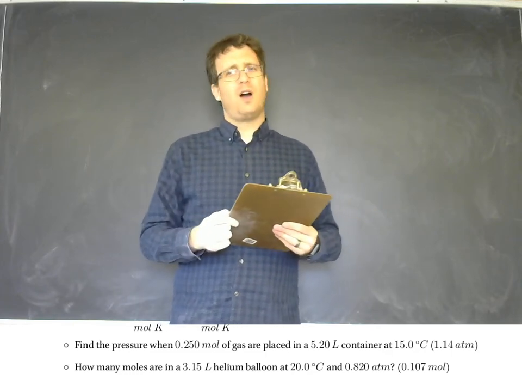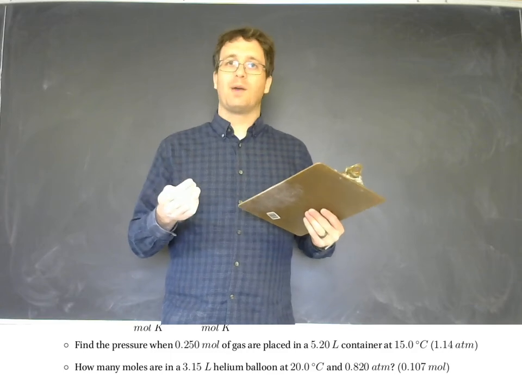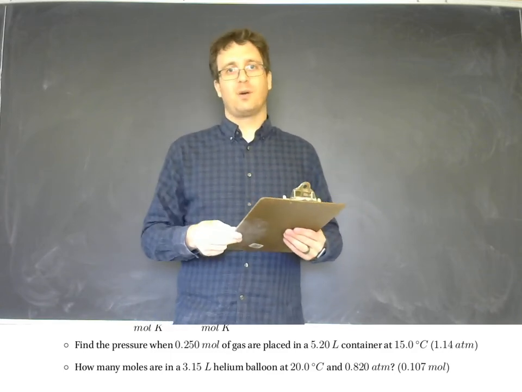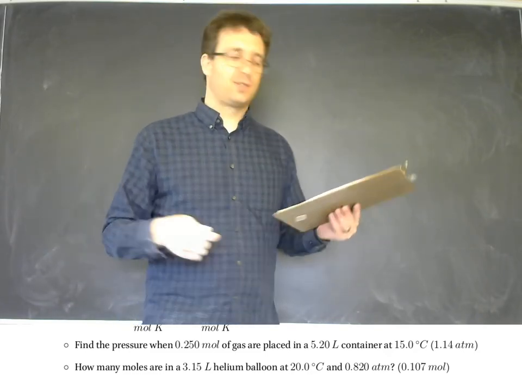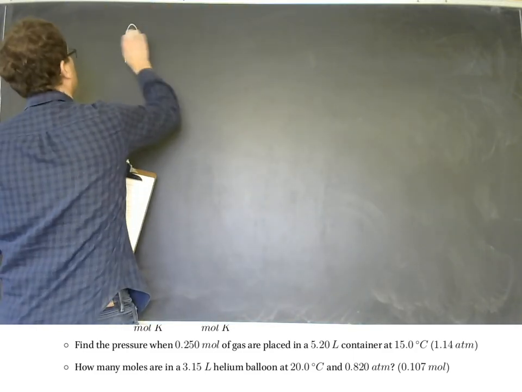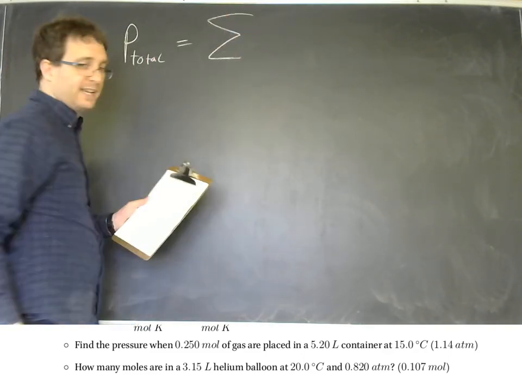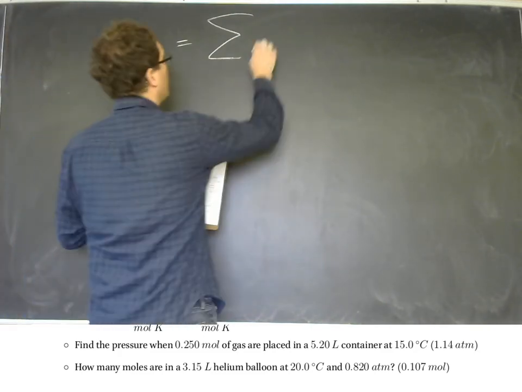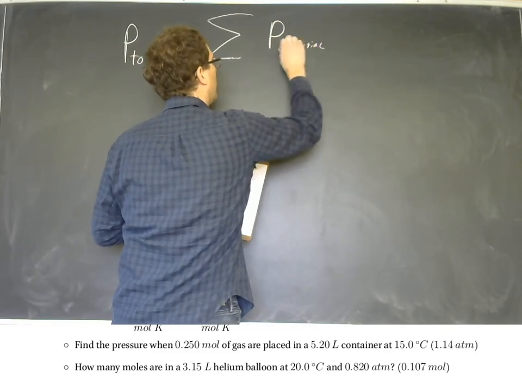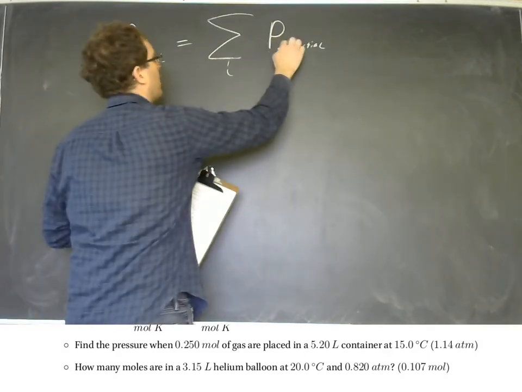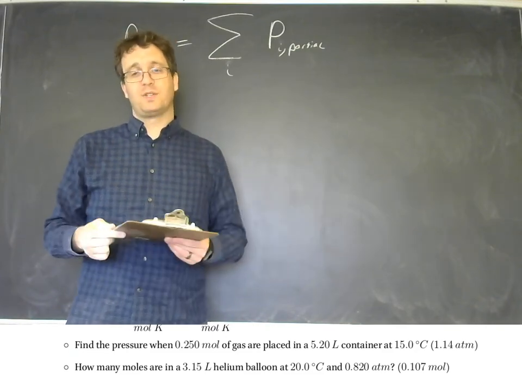But we can also talk about how the total pressure is contributed to by a partial pressure from each of the different components that make up the mixture of gases. This is called Dalton's law of partial pressures, and I'll write it up mathematically here. That says that the total pressure of a gas mixture is equal to the sum of the partial pressures exerted by each of its individual components.